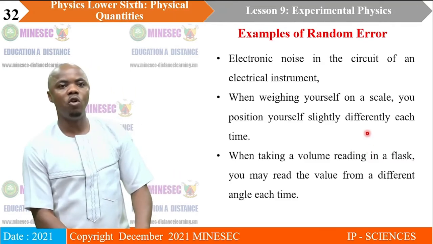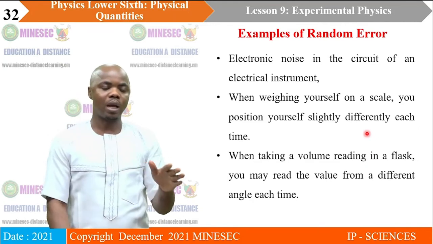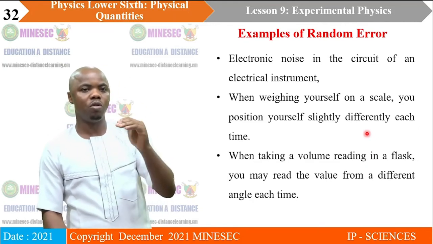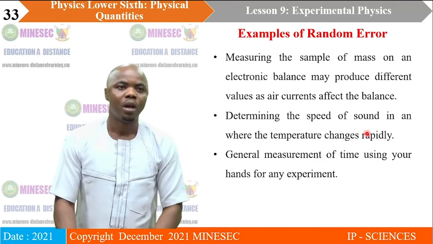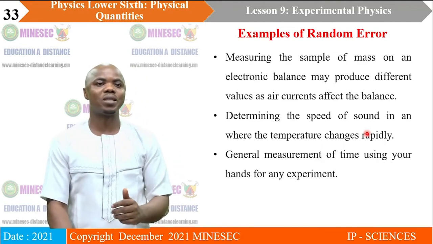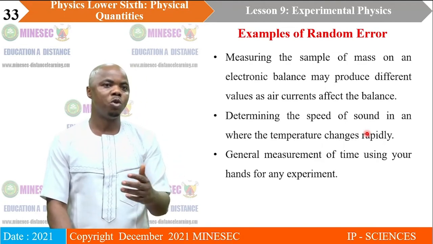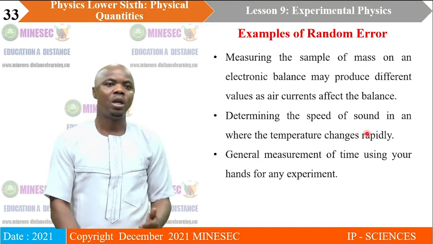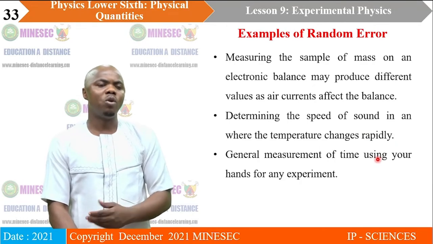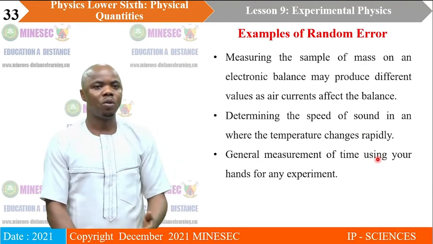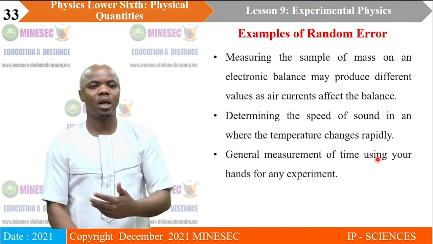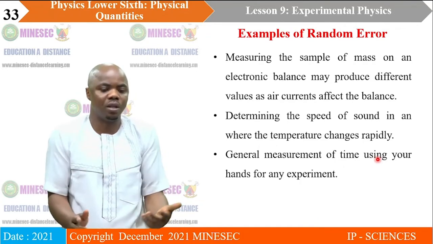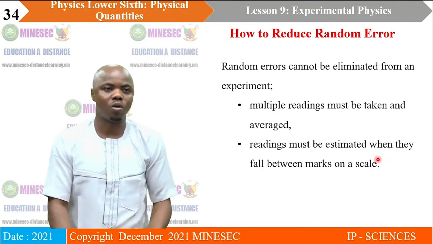When taking volume, reading at an angle distorts the reading. You should read normally. Now, measuring the mass of a sample on an electronic balance may produce varying values. Air may be flowing around, may be blowing on the electronic balance. And when you have to determine the speed of sound in air, temperature may be changing rapidly. These are changes in the environment that cannot be predicted. So they are random errors.